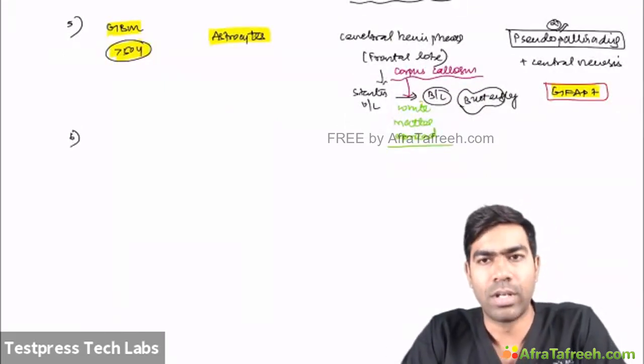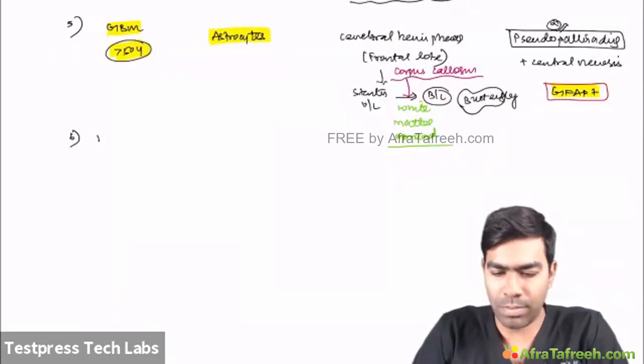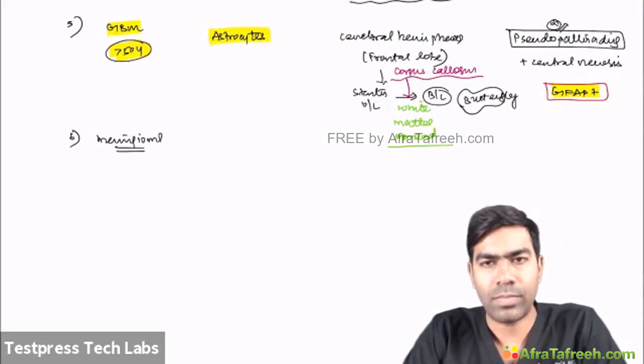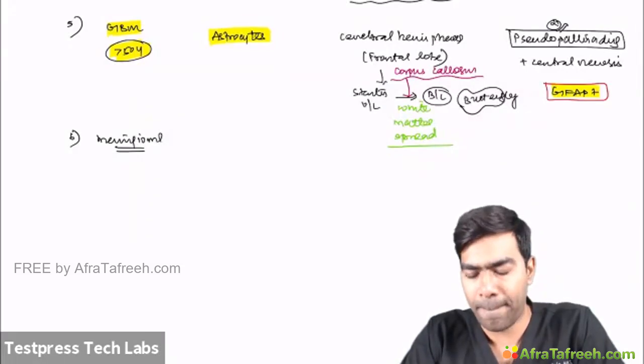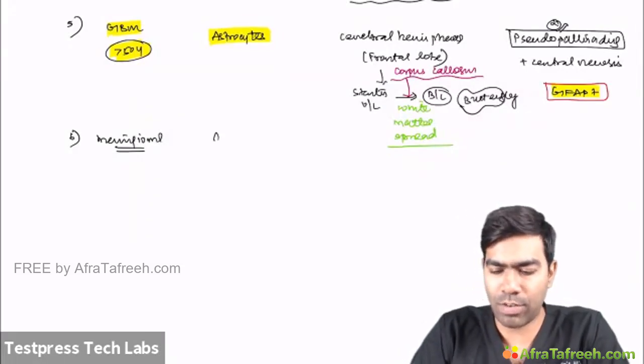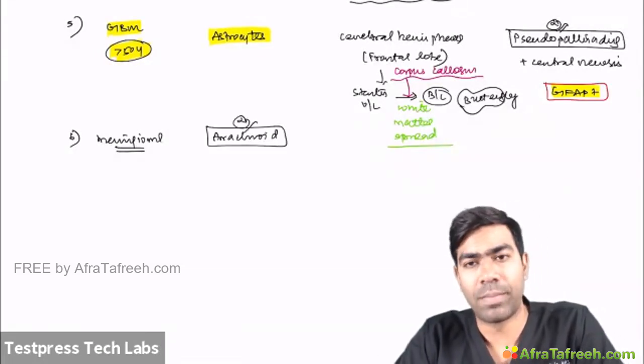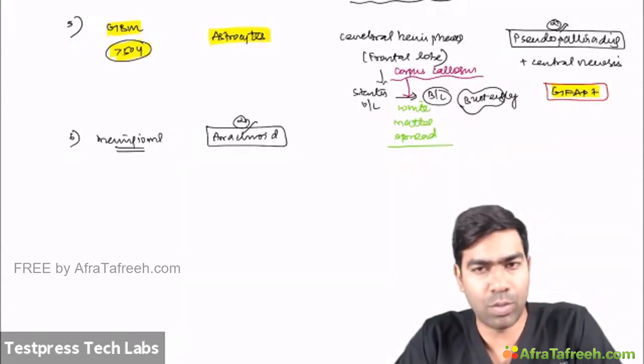That's all. Then you have a meningioma, a benign tumor. It's not a malignant tumor, of course. As far as meningioma is concerned, it originates from the arachnoid layer of the meninges. This is a very important exam question because nobody knows which layer of the meninges the tumor originates from. Many students don't know that it's the arachnoid layer.